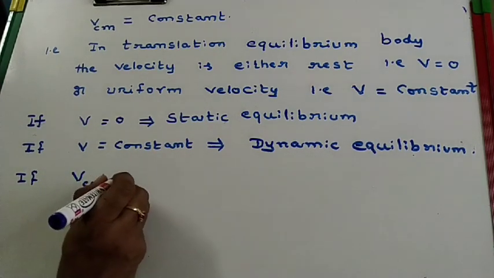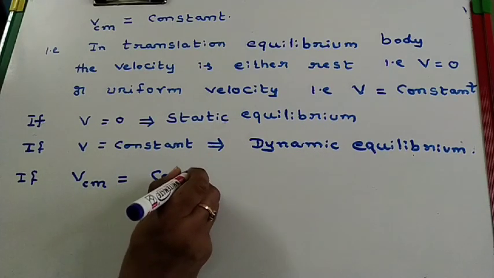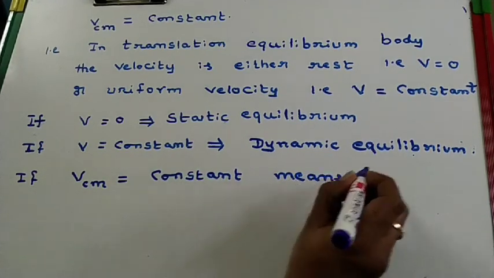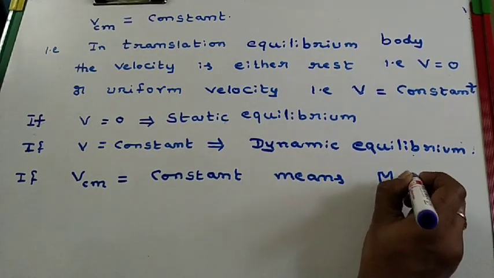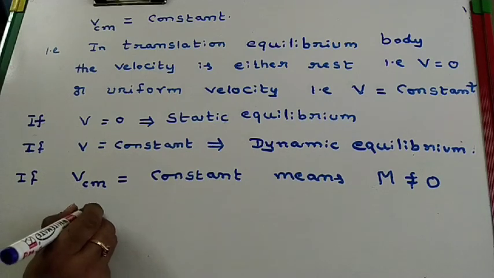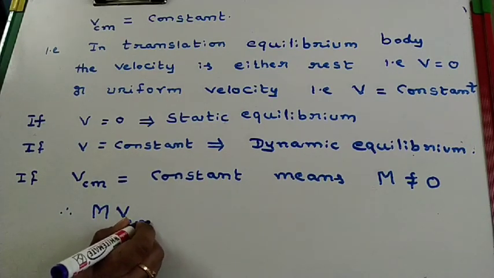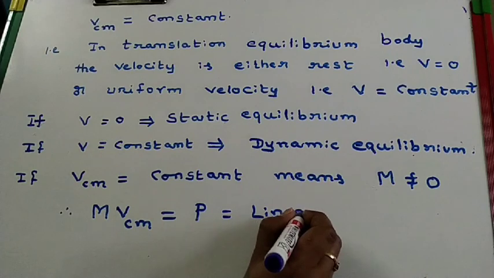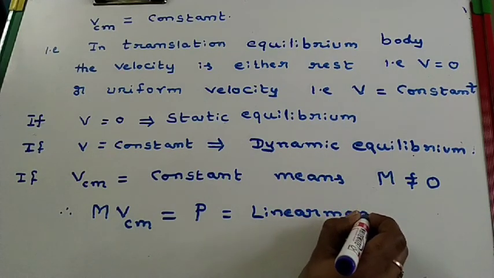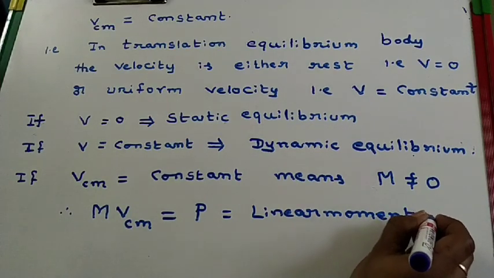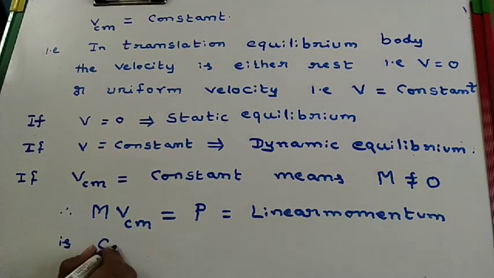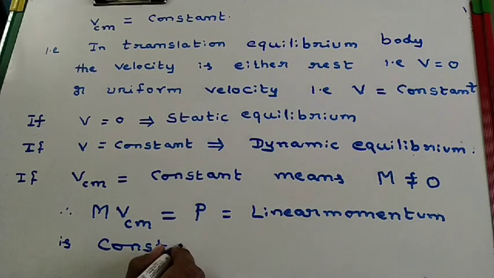If VCM is equal to constant, and M is not equal to 0, therefore M into VCM is equal to P, that is linear momentum. Linear momentum is constant. This is the meaning for that one.